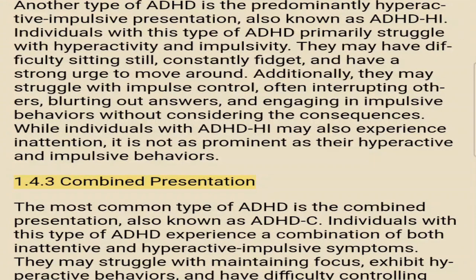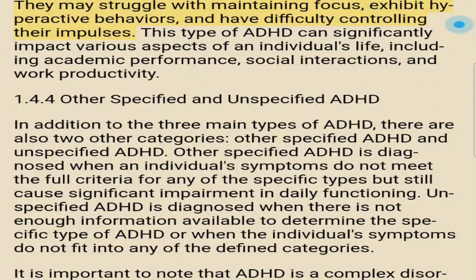1.4.3 Combined presentation. The most common type of ADHD is the combined presentation, also known as ADHD-C. Individuals with this type of ADHD experience a combination of both inattentive and hyperactive impulsive symptoms. They may struggle with maintaining focus, exhibit hyperactive behaviors, and have difficulty controlling their impulses. This type of ADHD can significantly impact various aspects of an individual's life, including academic performance, social interactions, and work productivity. 1.4.4 Other specified and unspecified ADHD.